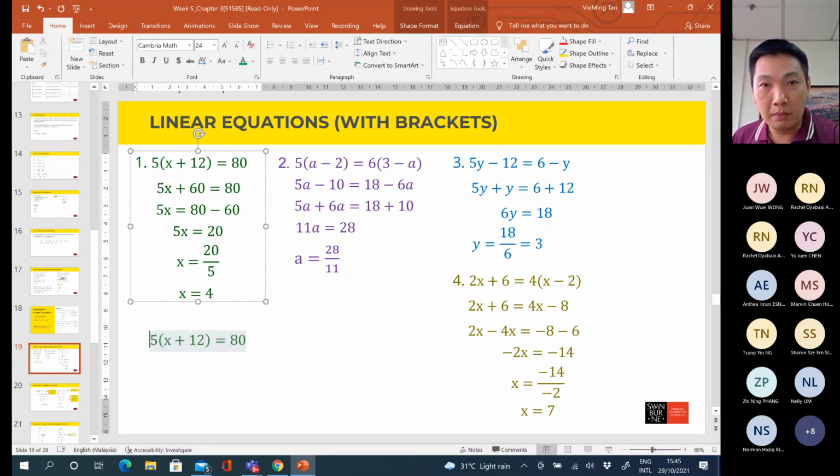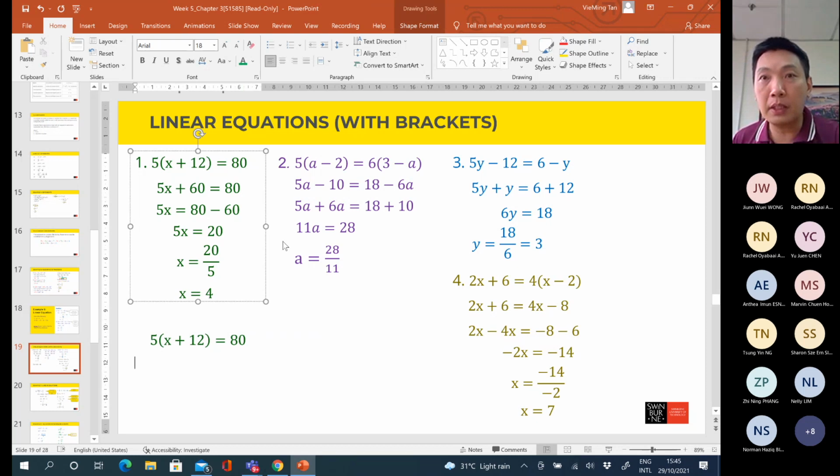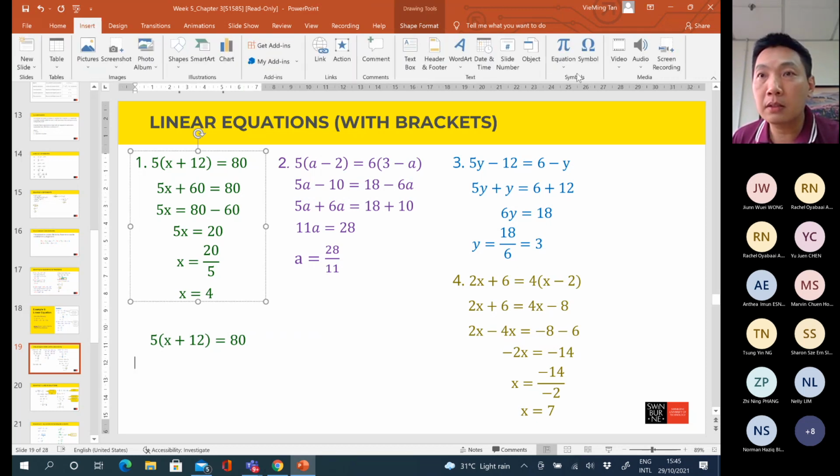Some may do it in this way. Instead of moving this 5 inside the brackets, this 5 actually can move to the right hand side, because now 5 is outside the brackets, so it's free to move, in fact. And the relationship between 5 and x is multiplication. So if 5 moves to the right hand side it becomes divide. This is another method, so it's up to you which method you want to use. All right, so insert question.